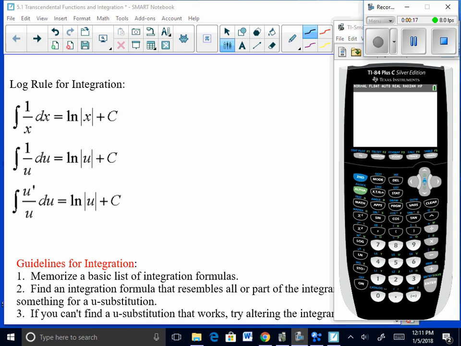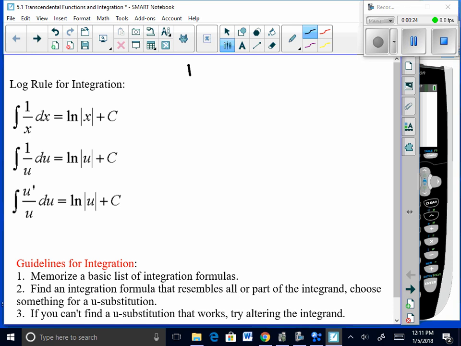Just as a reminder, what was the derivative of natural log? U prime over u. Okay, good. So the derivative of natural log absolute value of u was u prime over u. So when you do integrals, if your integral is in the format of u prime over u, so you have a fraction, the derivative of the denominator is on the numerator of the fraction, then its antiderivative is a natural log. So that's what this first one is showing.